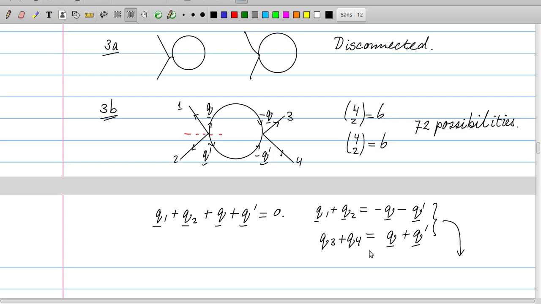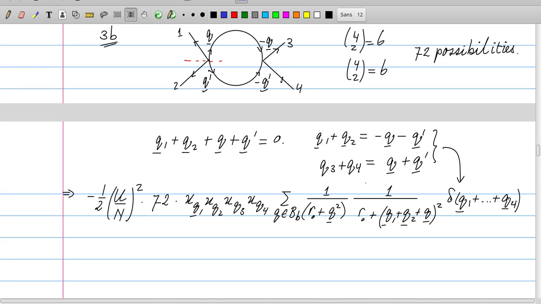And if we add these 2, then we see that on the right hand side we get a 0, and on the left hand side we get a delta function for q1 plus q2 plus q3 plus q4. So we end up with the following expression. We get a minus 1/2. That is due to the cumulant expansion. We have the u over n squared because we have 2 vertices. We have 72, that's the combinatorial factor that we worked out. We have xq1 up to q4, that are the 4 outgoing lines. And then for the interior we have an integral of q, a sum of q inside BB.